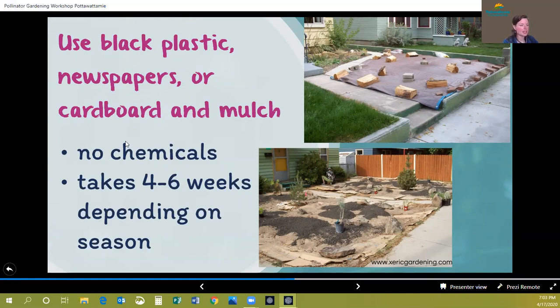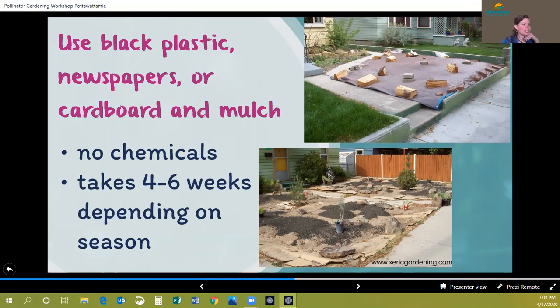So think like a lasagna. You can use whatever you have. Some people use black plastic, newspapers, cardboard, and mulch. You don't have to spend a lot of money on it. Just use whatever you have. Again, this doesn't take any chemicals, because you're killing off the grass by smothering it, by keeping the sunlight away from it. It does take a while. Four to six weeks is what has been quoted to kill off that grass.